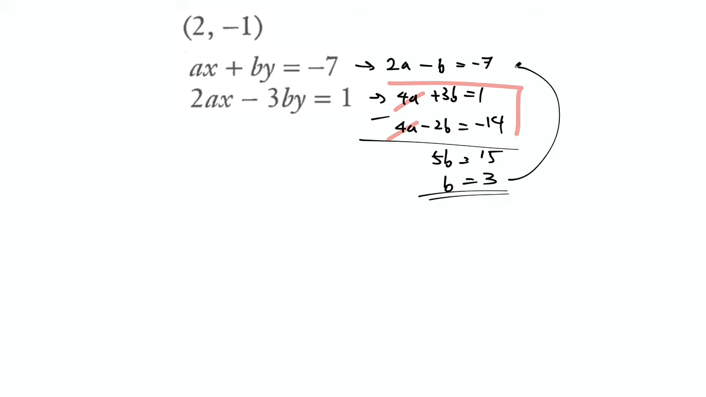And if I plug it back into this equation here, because it's the easiest one, you end up getting that 2a minus 3 has to be minus 7. So adding 3 to both sides, you end up with just minus 4. So then a must be minus 2. So a must be minus 2 and b must be 3 in order for this to be a solution to this system.